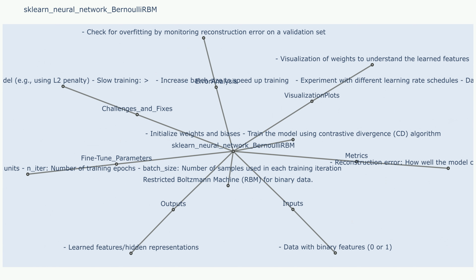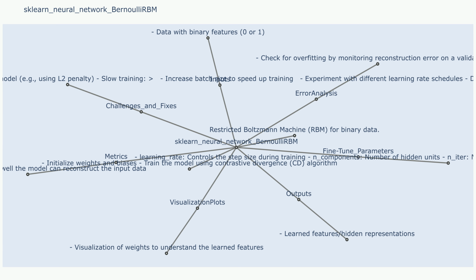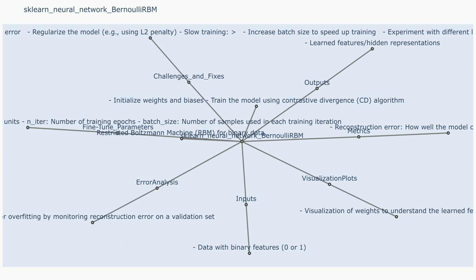Sample use case that resulted in Challenge 1. The model was trained on a dataset with a large number of hidden units and achieved perfect performance on the training data, but failed to generalize to unseen data. Fixes to challenge 1. Reduce the number of hidden units. Use regularization techniques such as dropout. Use early stopping to prevent overfitting.